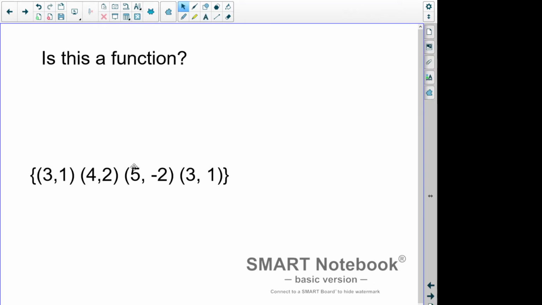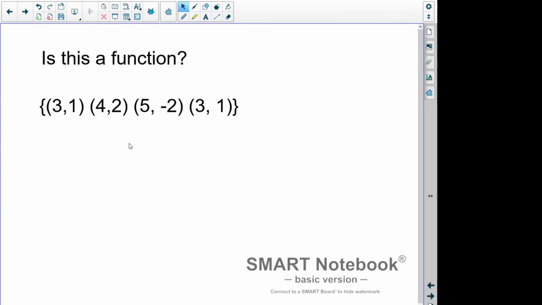So we look at this one. Is this a function? A similar set of points here. If we look at our domain, we have 3, 4, 5, and 3 again. So we have that 3 repeated in the domain, but this time in the range, 3 only goes to 1. It does it twice, but 3 is only associated with 1. So 3 only goes to one number in the range. So this is okay. This is a function.